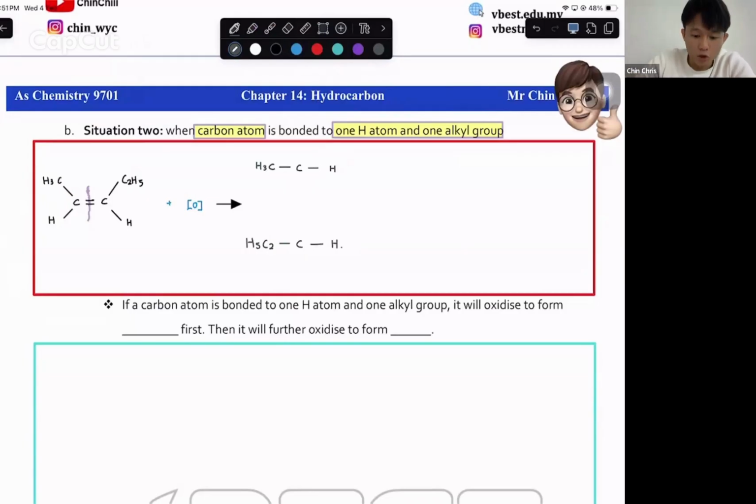Originally there was a double bond here, right? I just have to cut the double bond, no more double bond, and add a double bond O here, because oxidation means you're adding oxygen. And this we call an aldehyde. The 2-carbon aldehyde we call ethanal, the 3-carbon aldehyde we call propanal. Clear?